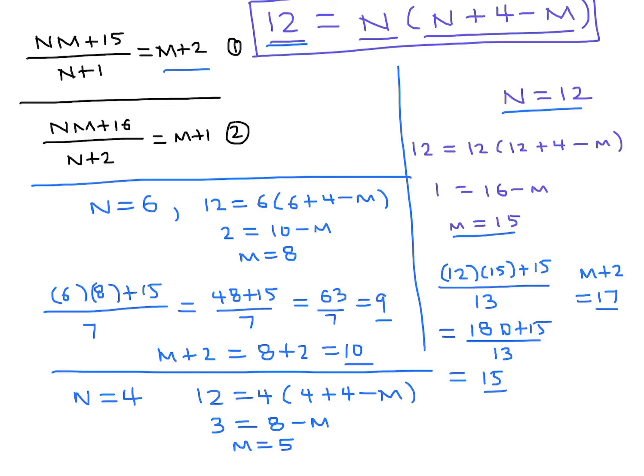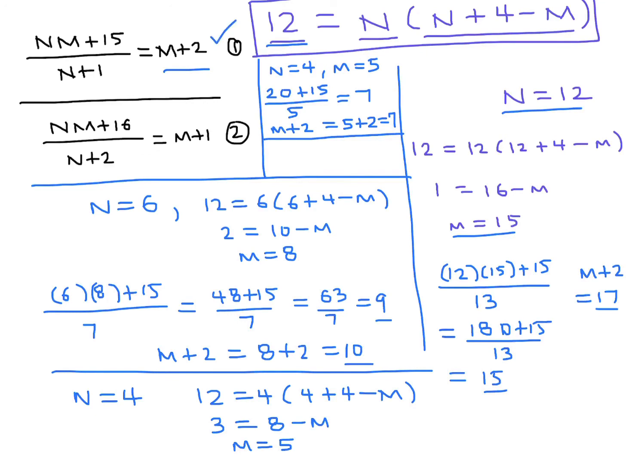Let's see if we can do it right here. n is 4, m is 5. The first one would become nm, which is 20, plus 15, all over n plus 1, which is 5. This is 35 divided by 5, which is 7. And we want it to equal m plus 2, which would be 5 plus 2, which is 7. Great. So we verified that one.